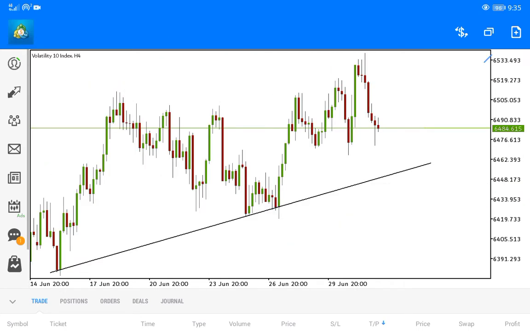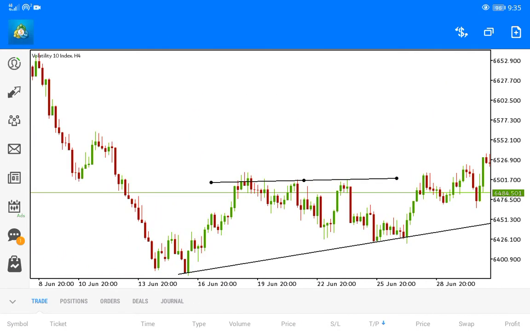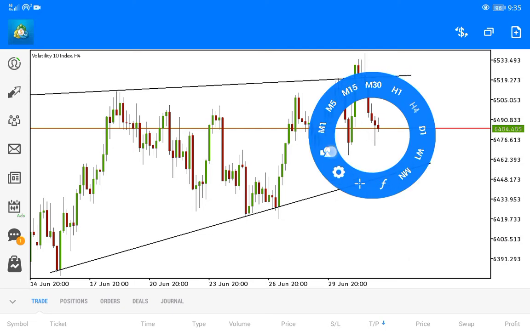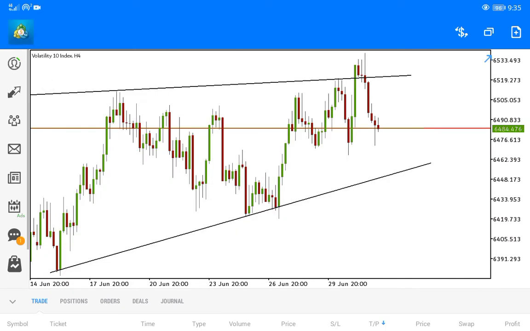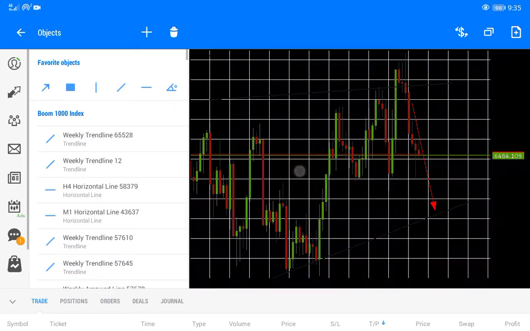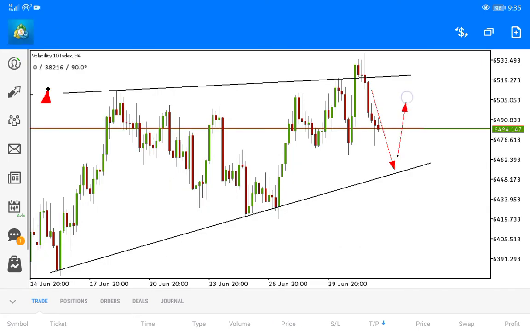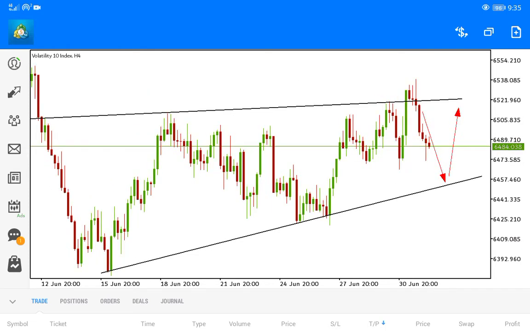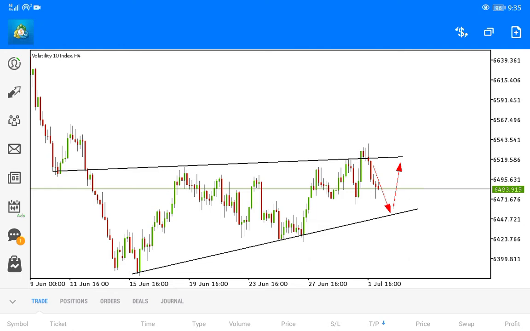So yeah, I dropped this signal in my group like I think 30 minutes or an hour ago. So this might happen. Yeah, this might happen. This is the trend this market is following.